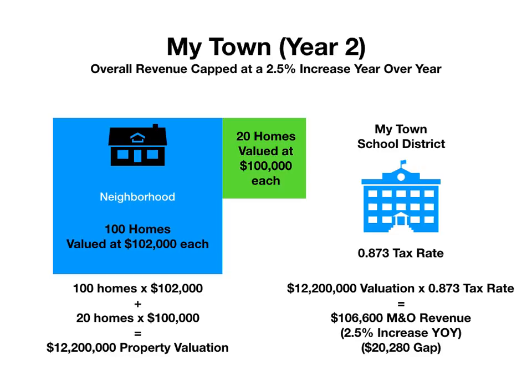When you apply a 2.5% revenue cap, you can only collect $106,600 in year 2. That's calculated by multiplying the year 1 amount, which was $104,000, times 1.025. If the district can only collect $106,600, they have to lower their tax rate to 0.873 per $100 valuation. The district now has a gap of $20,280 versus the uncapped revenue, trying to cover the growth of 20 homes with just an additional $2,600. This is where the problem hits. Would the state step in and cover the gap?